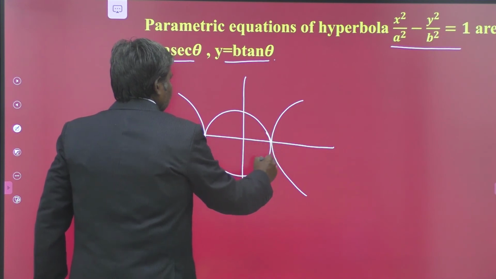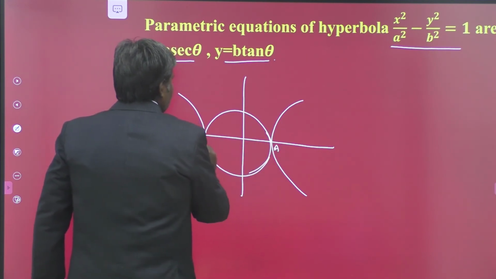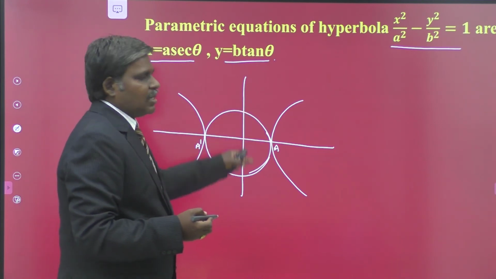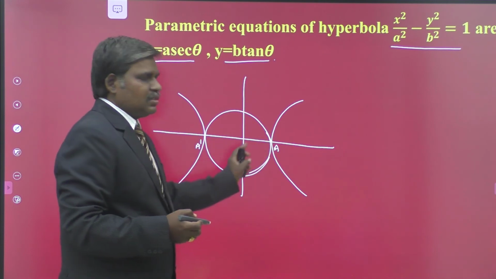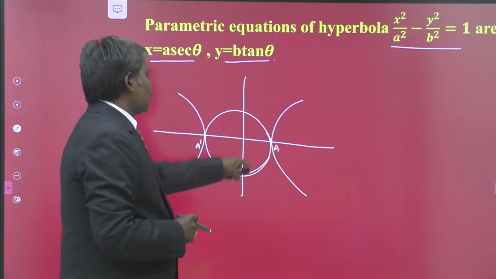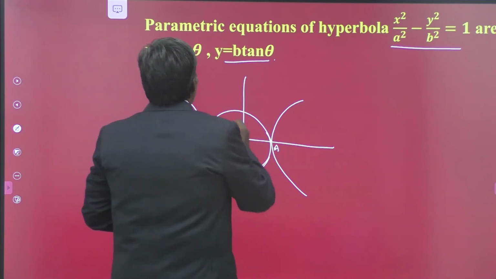This is the circle described on the transverse axis as diameter, because this is the transverse axis. Transverse axis means the x-axis where it meets the curve. These are the two vertices. This axis is called the transverse axis. This is the diameter of this circle. Now we have to find the parametric equations.